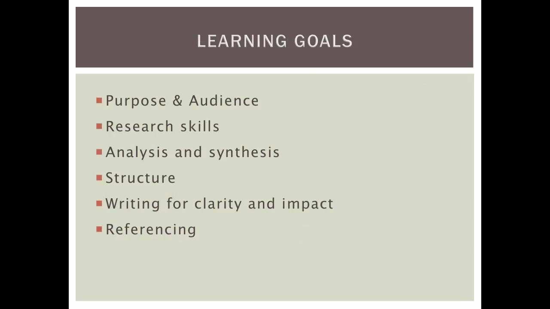Speaking of goals, learning goals, we will spend quite a bit of time talking about purpose and audience, and about research skills. I've got some tricks around Google Scholar and some other tools, and then some principles we talk about. There's the analysis of sources and the synthesis of them together. You find 5 or 6 or 7 or 8 really great sources. How do you weave them together in a way that's effective?